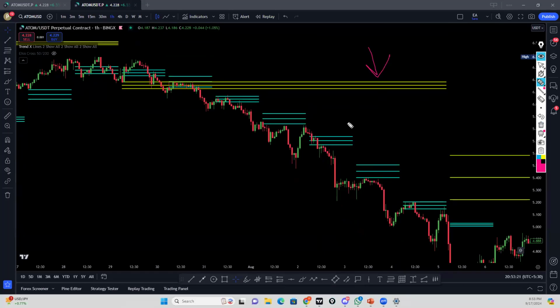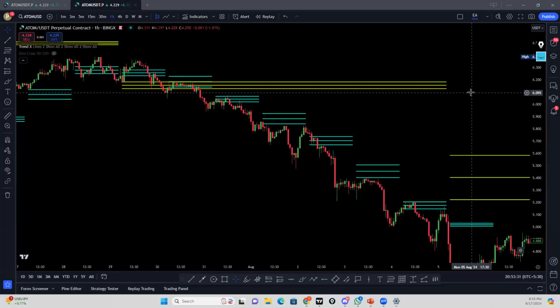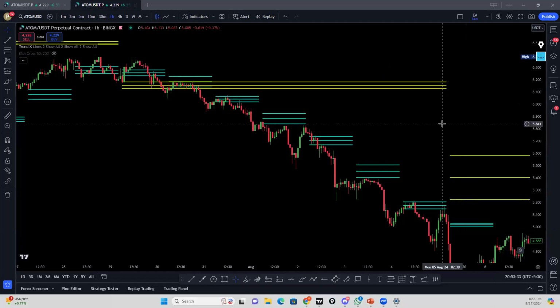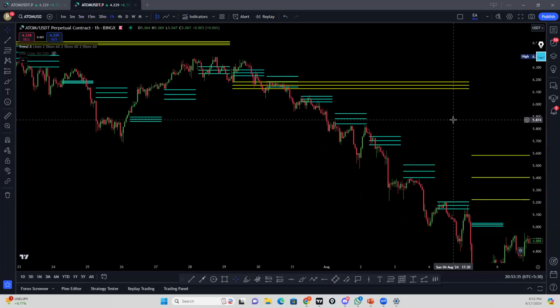No reversal trades. Once it reaches some support, we should not look for any long positions here, because we should follow the trend X with the trend. So this is a good opportunity for you.